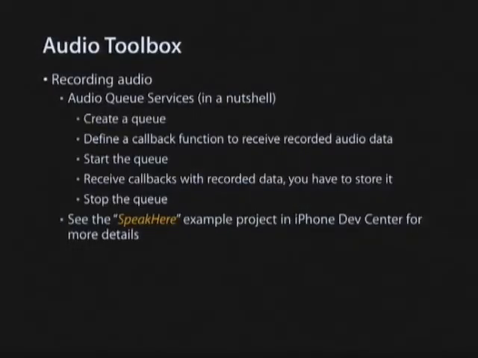Audio queue is part of the audio toolbox. So if you want to do recording, you define a callback function for recording, you start your queue, and the queue will call you back with individual buffers. I believe you can specify the buffers to be as short as a few milliseconds, or pretty long. Apparently, if you make them too short, you get some performance problems. So the defaults are probably a good place to start, unless you need some really fine-grained control.